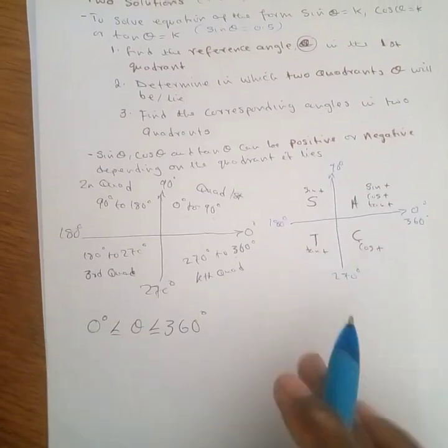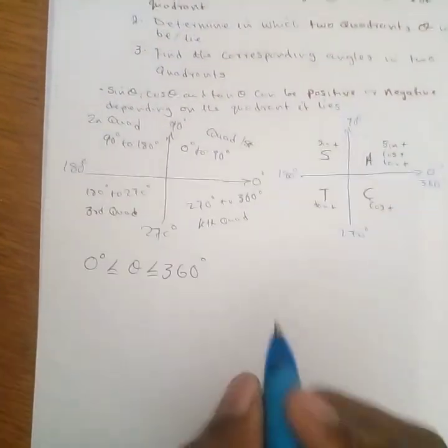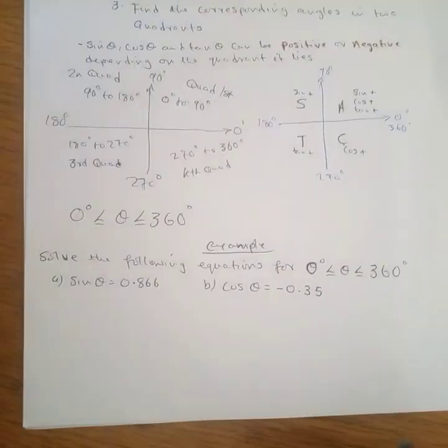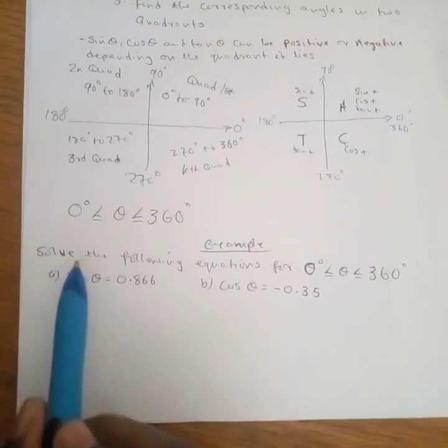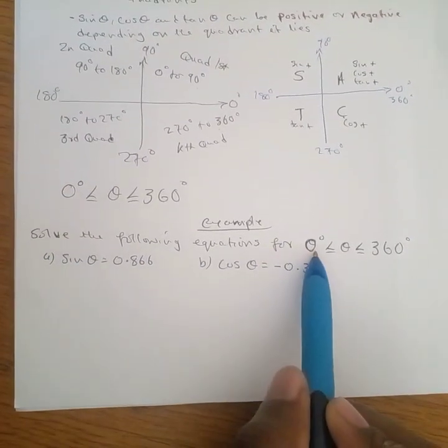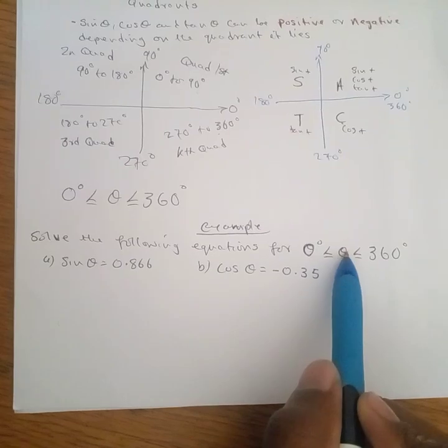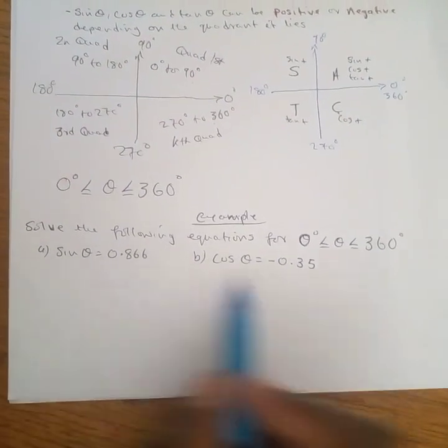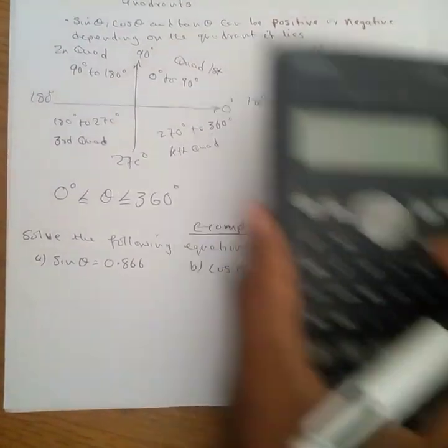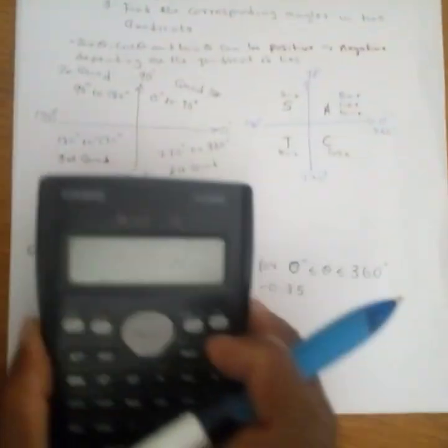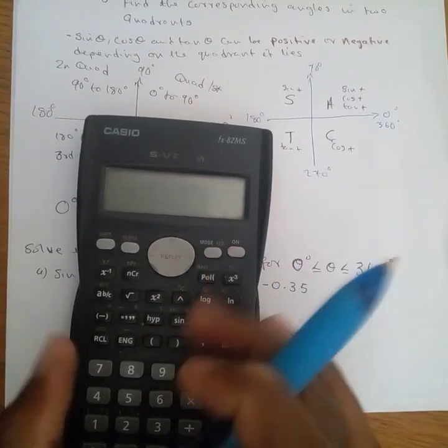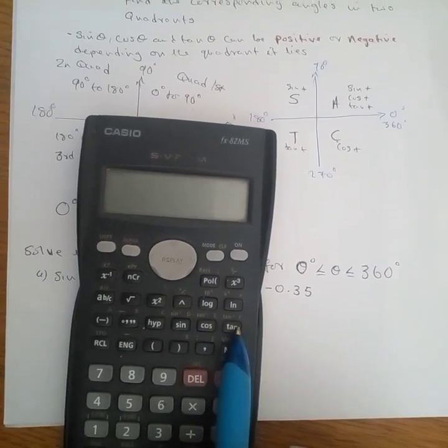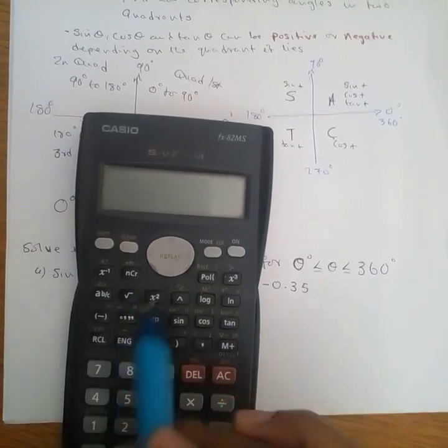Okay, so with this brief knowledge, let us now look at the examples. The examples are as follows. Number 1, solve the following equations for 0 degrees less or equal to theta less or equal to 360. In solving this equation, what you need is a calculator, because this comes in paper 2. So you need to have a calculator like this, so that it has the functions. You can see it has sine, cos, and tan. Then you can easily find any of these questions.